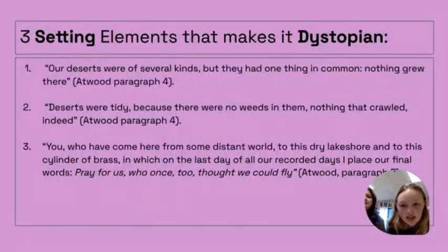The last quote is, "You who have come here from some distant world to this dry lakeshore and to this cylinder of brass in which on the last day of all our recorded days I place our final words. Pray for us who once too thought we could fly." The final lines of this poem reveal that this is a letter to be put into a time capsule for a futuristic being to find and learn about the now extinct human race's ultimate demise. It adds to the setting by revealing that humans are extinct in this dystopia and the lakes are dried up due to our industrialization habits.